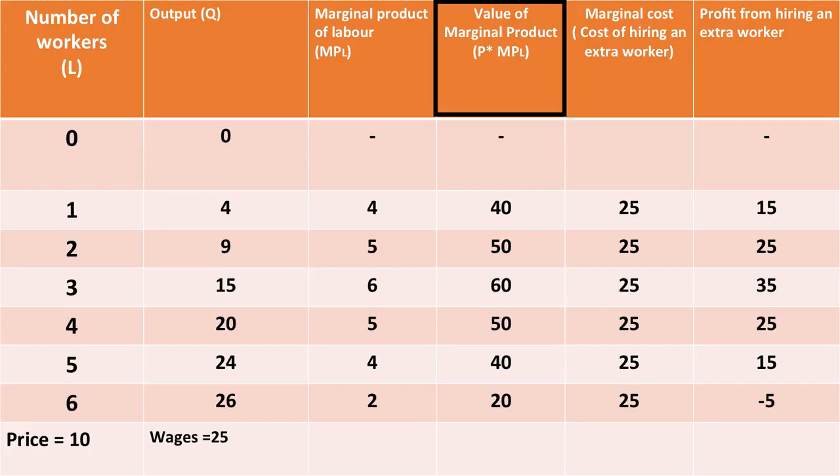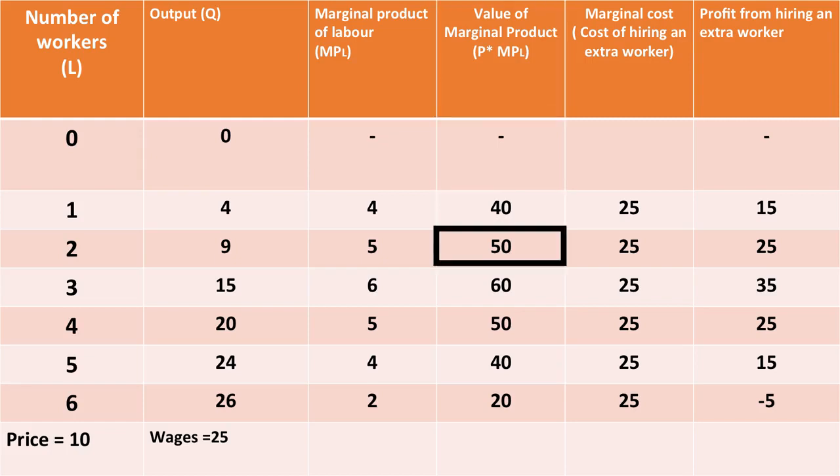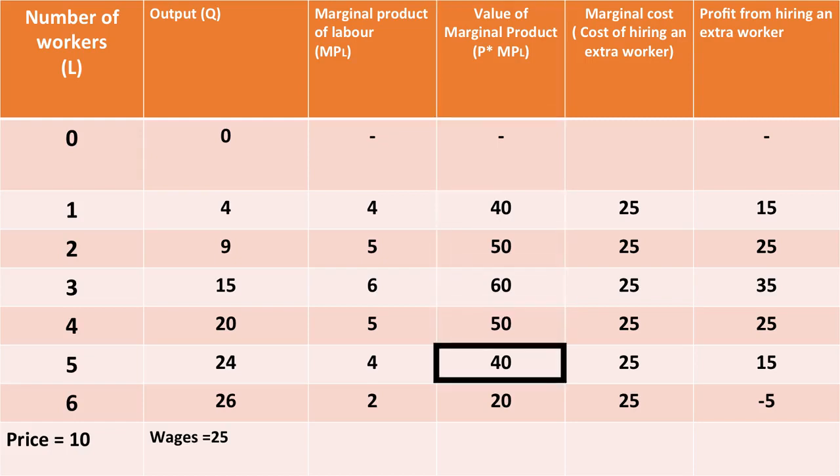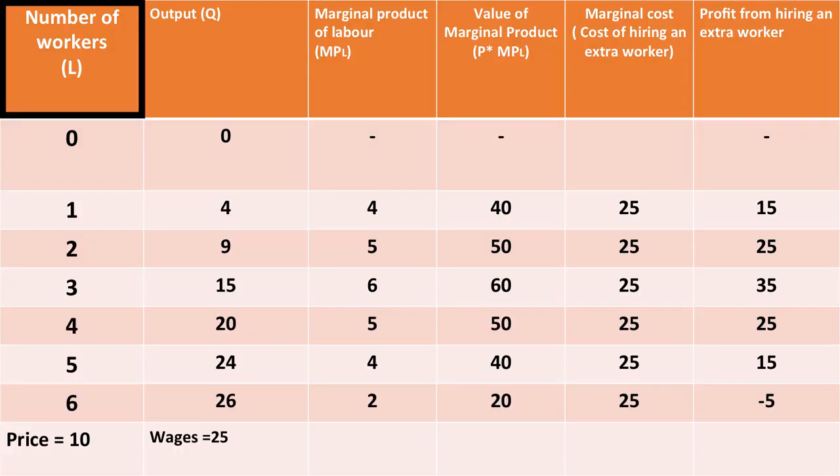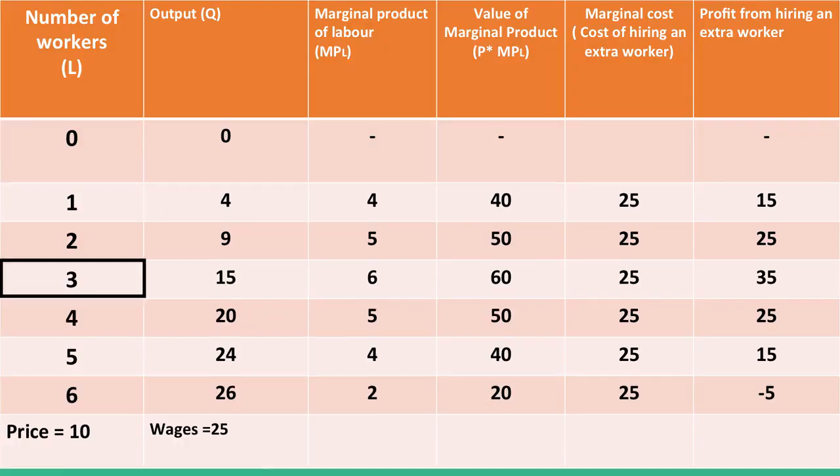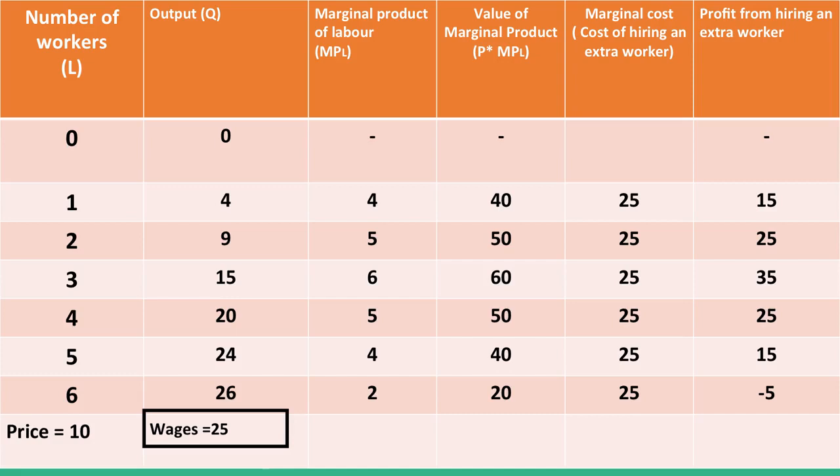We can take the numbers from this table and draw them up in a diagram which will show the same relationship. Now look at the value of marginal product, which is given as 40, 50, 60, 50, 40 and 20. So we want to draw a diagram of the relationship between labor, the number of workers, 0, 1, 2, 3, 4, 5, 6, and the value of marginal product, 40, 50, 60, etc. And we will also indicate the wage rate in the same diagram.